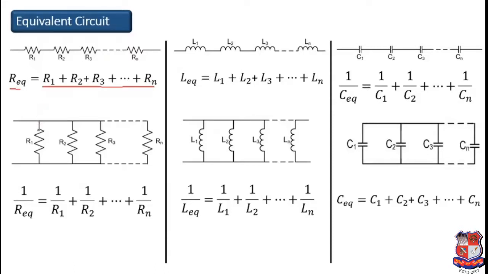Next is parallel connection. So if you place resistances in parallel, then what will happen? You have to find the equivalent resistance. Then 1 upon R equivalent will be the summation of the inverse of each resistance. So you can say that the summation of the inverse of each resistance gives the equivalent resistance of that parallel circuit.